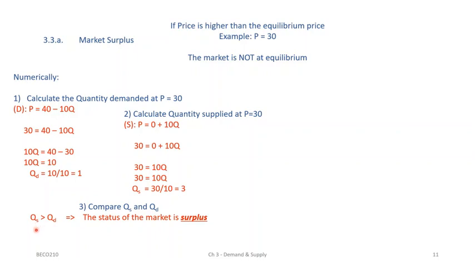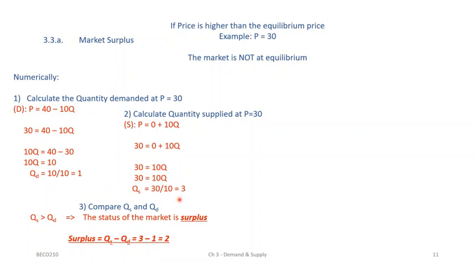Whenever QS is greater than QD, we have a market surplus. The quantity supplied is higher than the quantity demanded. This surplus is the difference between the two. QS minus QD, 3 minus 1 equals 2. In fact, the quantity supplied is 3. We have a surplus on the market of 2.